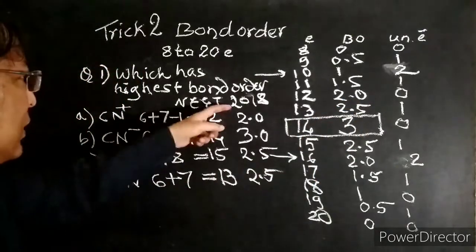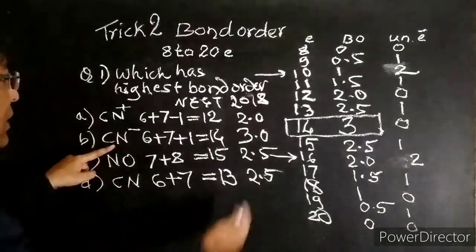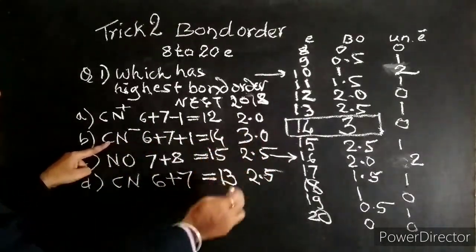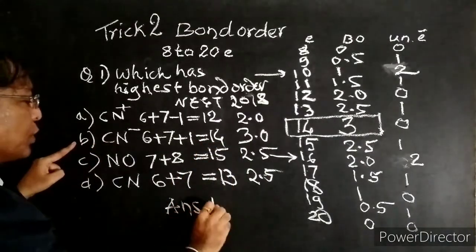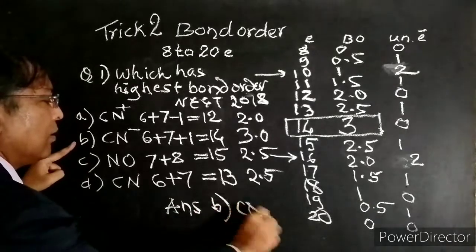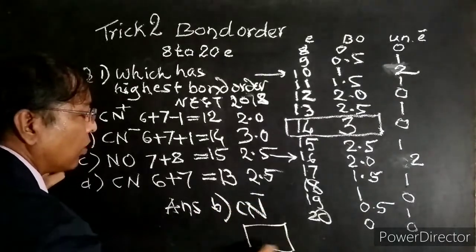If we compare all these bond orders, you will come to know that the bond order of CN minus is 3. That is, it has the highest bond order. Therefore, the answer is option B, CN minus, its bond order is 3.